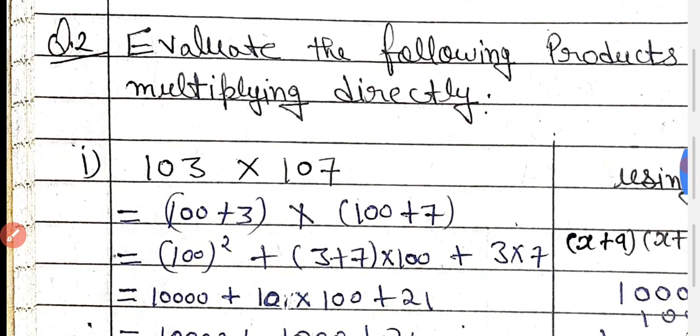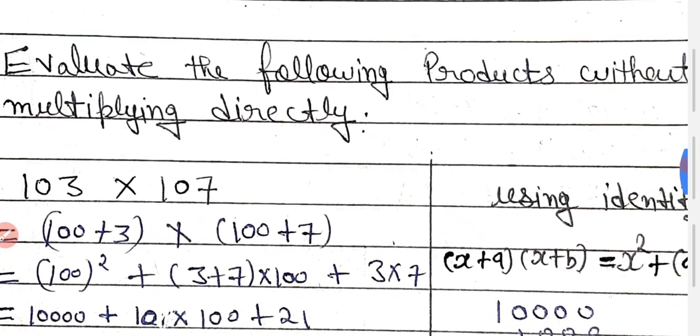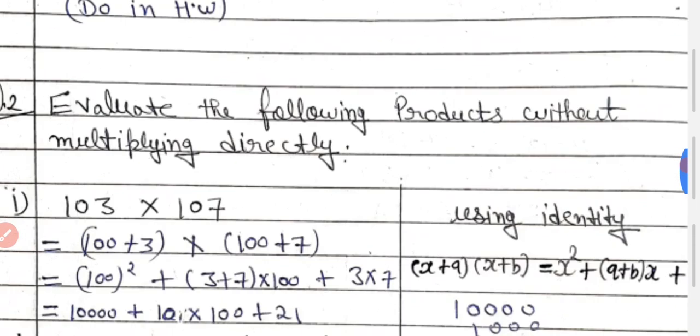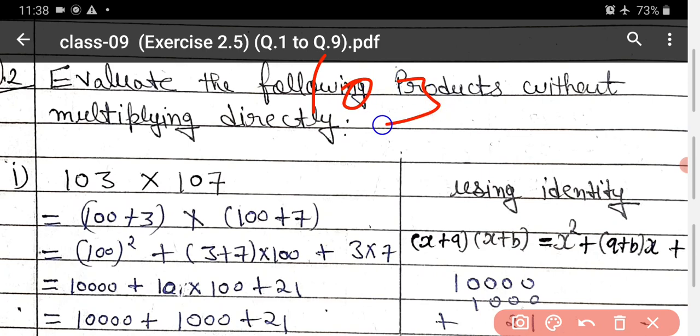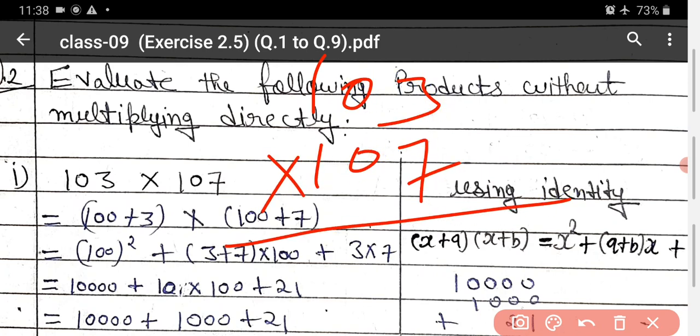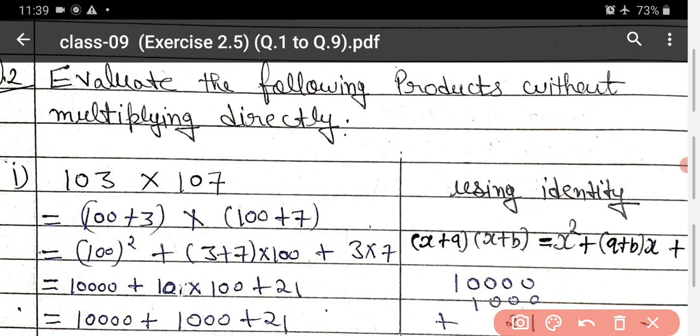Now come on, question number two. Evaluate the following product without direct multiplication. Okay, you have to evaluate, but without multiplying directly. You have to multiply 103 by 107. So in the previous class you know how to multiply: 7 times 3 is 21, 7 is 7, then cross, and then again cross and then add. So that is by multiplying. Now the question is, without multiplying you have to solve.